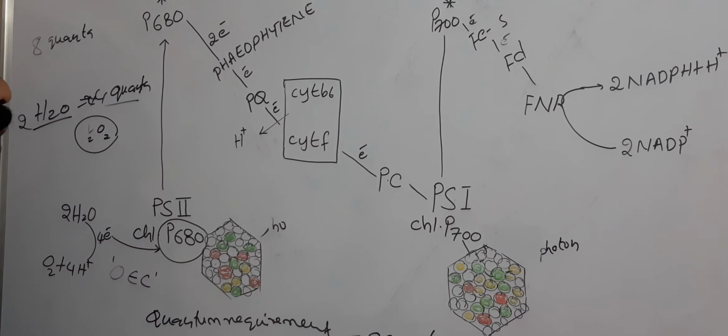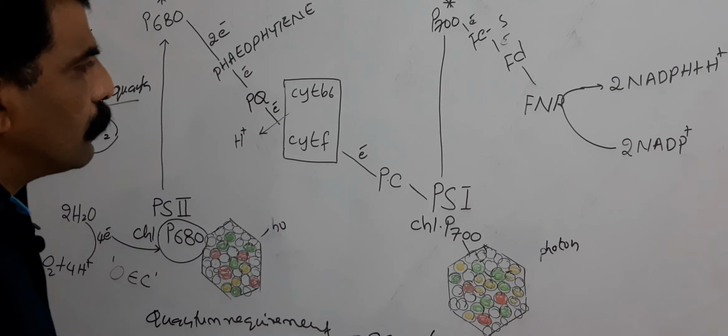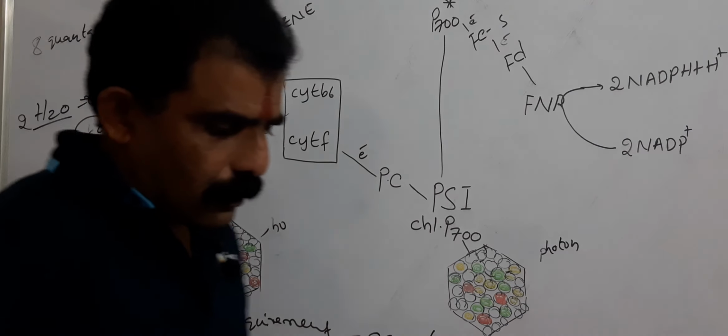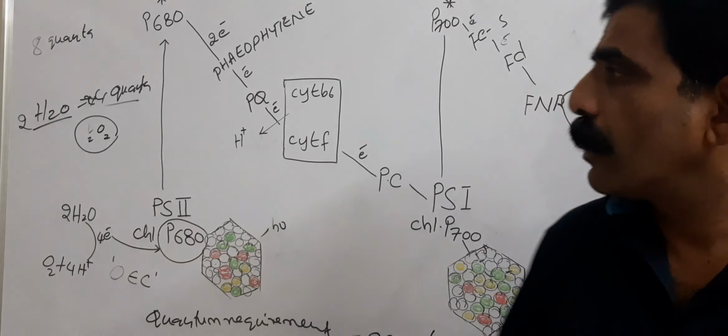So like this, non-cyclic photophosphorylation takes place, which is present in the plants.